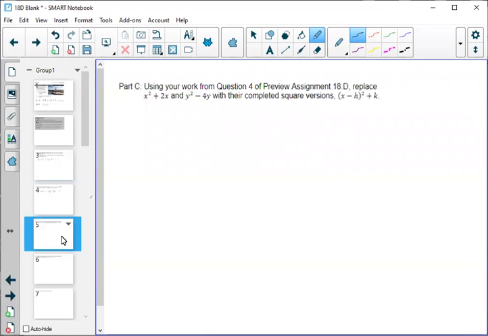Part C says, using your work from question 4 of preview assignment 18D, replace x squared plus 2x and y squared minus 4y with their completed square versions. And when we do that, we have (x plus 1) squared minus 1, plus (y minus 2) quantity squared, minus 4 equals 0.